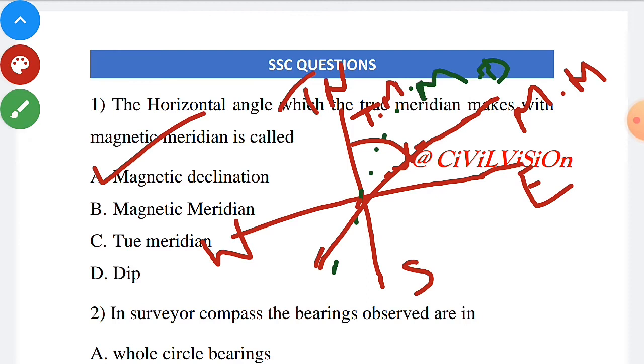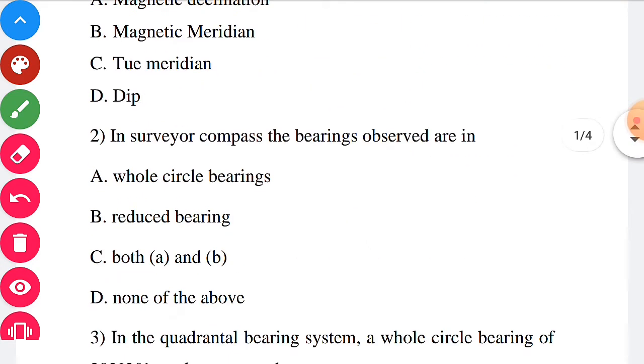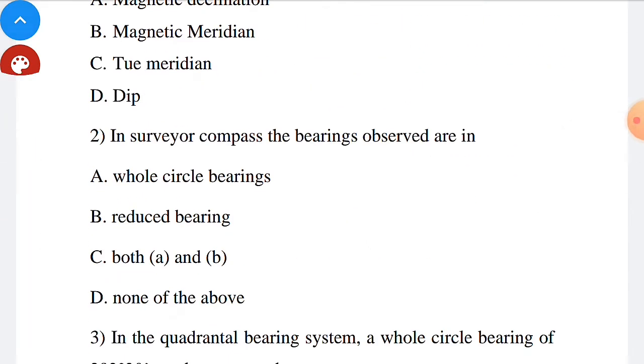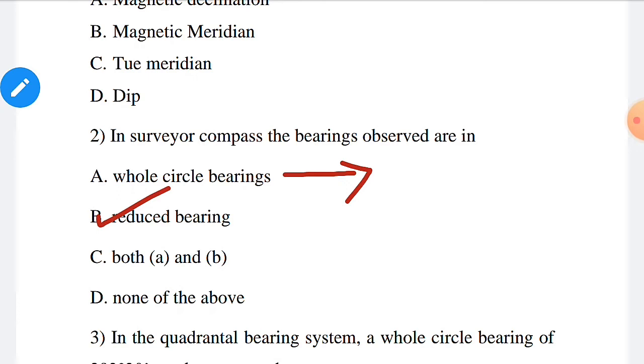Second one. In surveyor compass, the bearings observed are in. In surveyor compass, the bearings are observed in reduced bearing or quadrantal bearing. Whereas in prismatic compass, the bearings are observed as whole circle bearing. In prismatic compass, the bearings are observed on whole circle bearings, whereas in surveyor compass, bearings are observed as reduced bearing or quadrantal bearing.